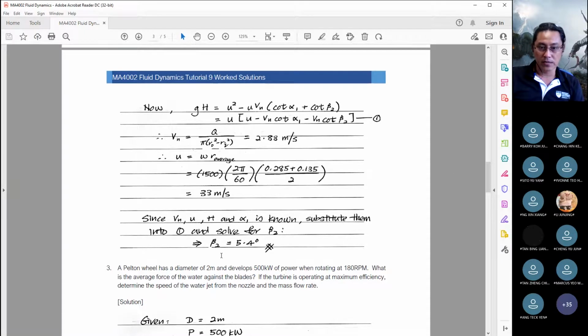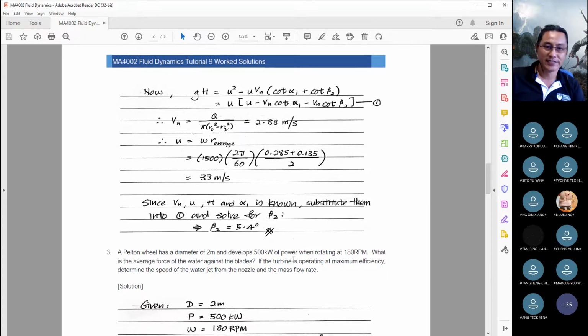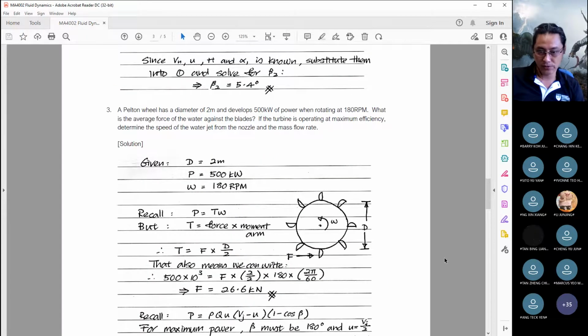So it can be worked out that beta 2 is nothing but 5.4 degrees, which is awfully small, actually, if you think about it. Okay, so that will be all for question 2.